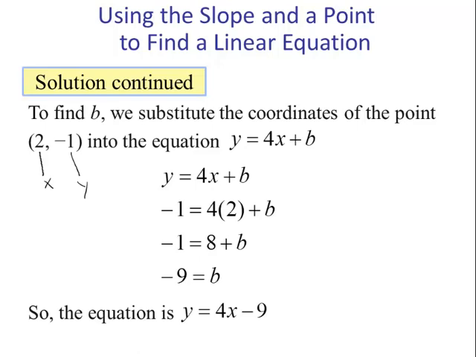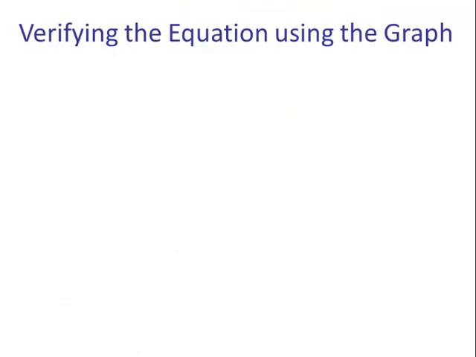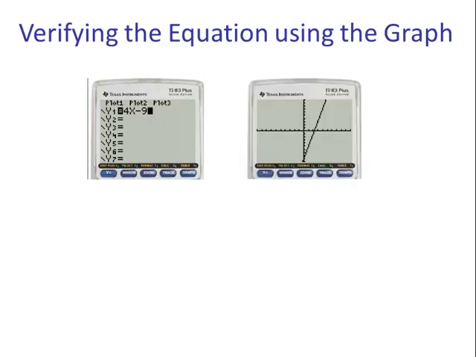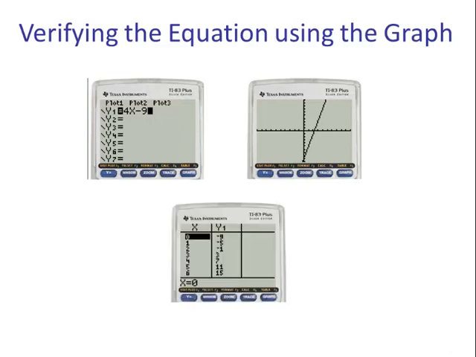So our final answer is the equation y equals 4x minus 9. To verify this, we use our graphing calculator. We hit the y equals button and we type in 4x minus 9. We hit graph, and here's our graph. And if we hit second graph, which is table, we want to make sure our point is listed. So when x is 2, y is negative 1, and that is correct. So we have verified the answer.